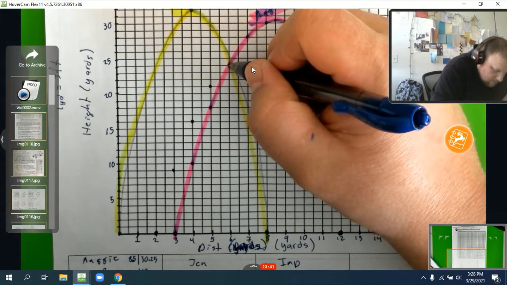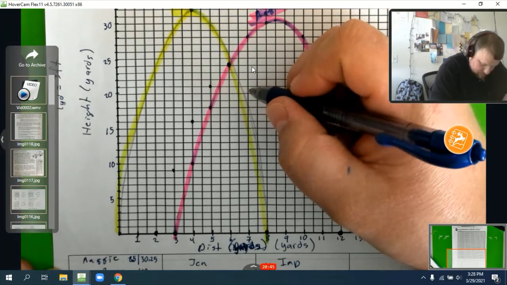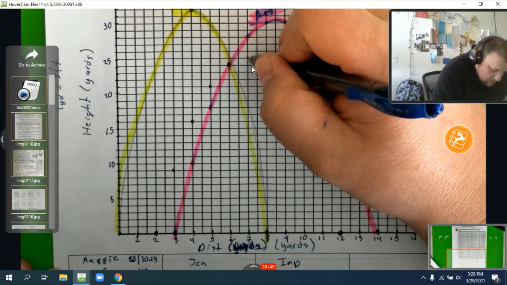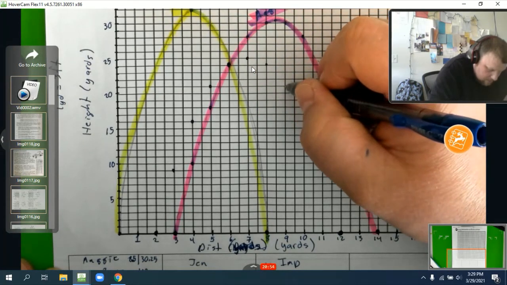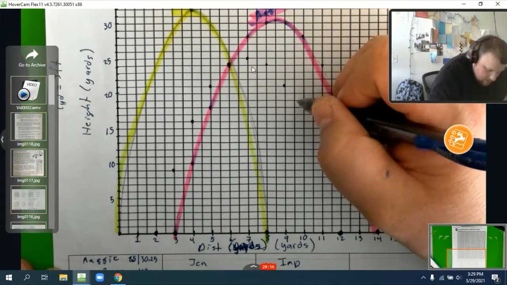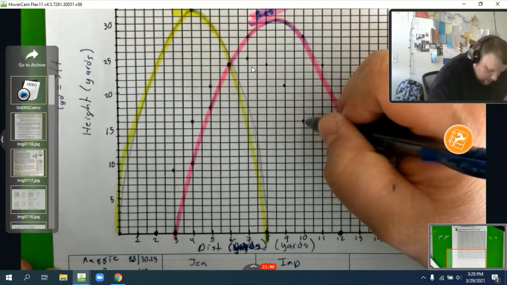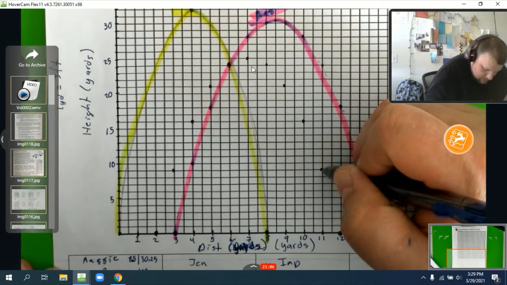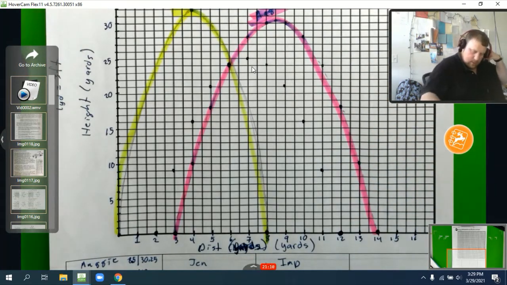7 is going to be 25. So just one higher. And then we're going to repeat. Back down to 24. Back down to 21. Back down to 16. And then back down to 9. And then finally at 12 it's 0. And once again, let me go ahead and draw this.